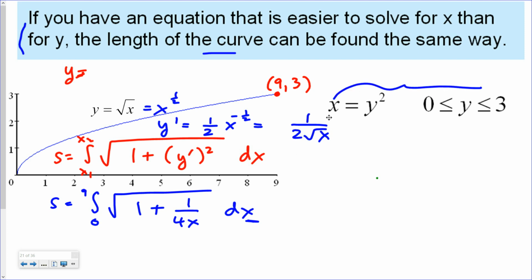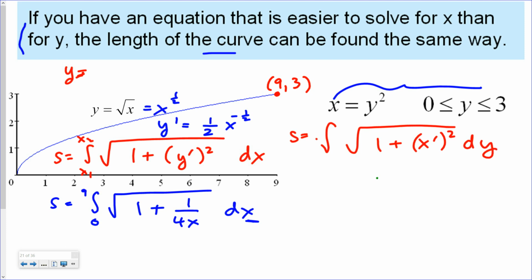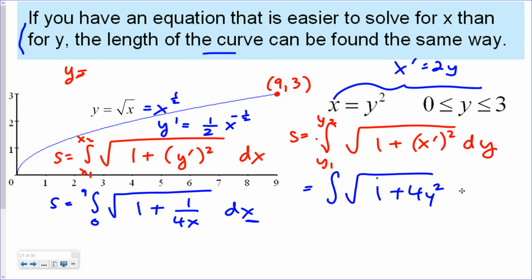All right, this is equal to if I did this formula. So let's do this formula. This formula says that I take S is equal to the integral of square root of 1 plus x prime squared dy, from y1 to y2. Remember I told you the formulas were the same? So this S is going to be the integral of 1 plus, what's x prime here? What's the derivative of x here? 2y, right? x prime equals 2y. What's 2y squared? 4y squared, right? dy.